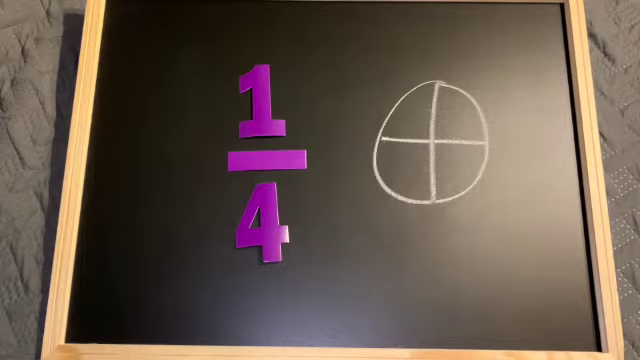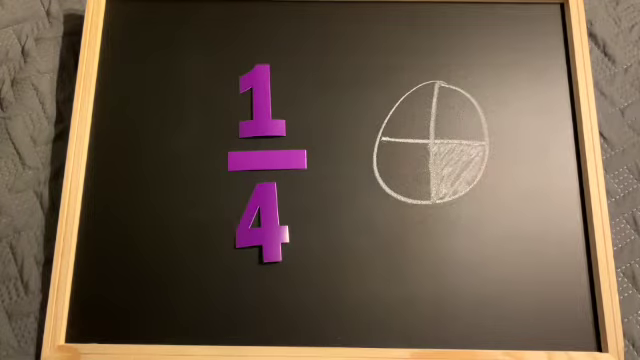1/4 means 1/4 of a whole. You see, the circle is divided into 4 pieces. The shaded part represents 1/4 of the whole circle.